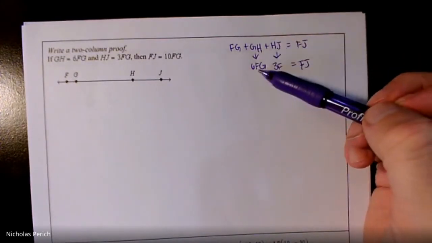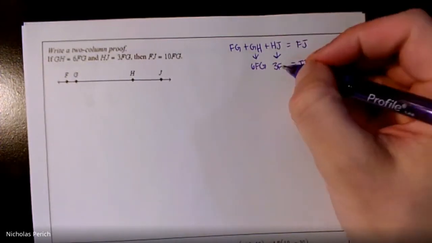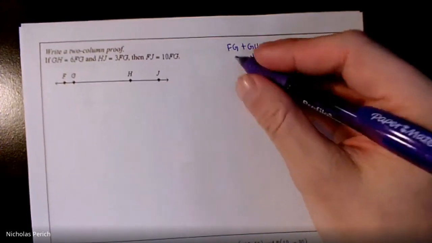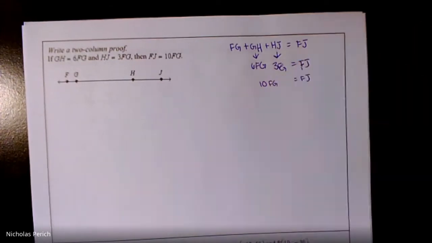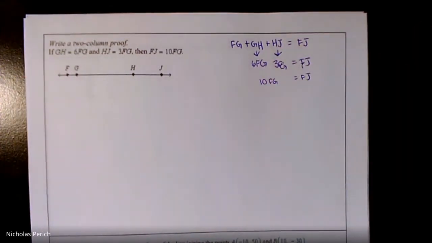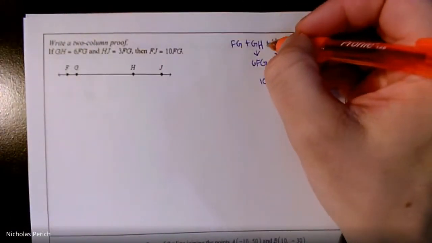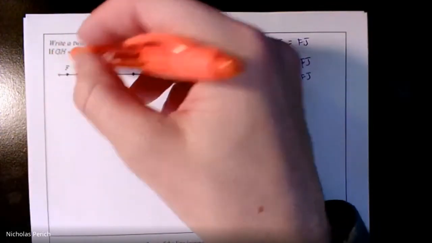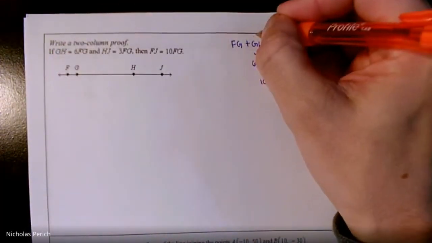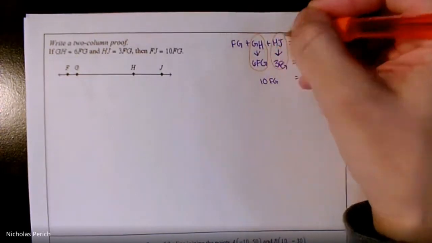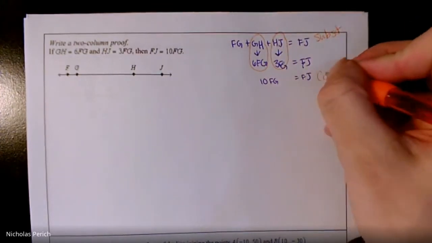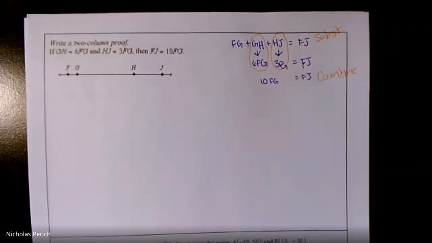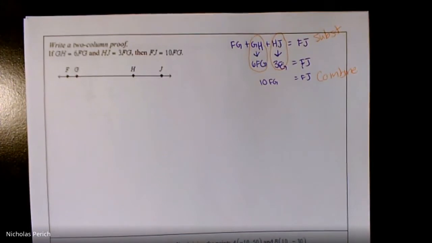FG plus 6 FGs plus 3 FGs is going to end up being 10 FGs, and that's going to give me the answer that I want. So let's set it up. Okay, I have my given. I'm told that that's a given and that's a given. So I get these from my givens. I plug those in using substitution, and then I can combine like terms to get that. And that's pretty much it. So let's set it up.